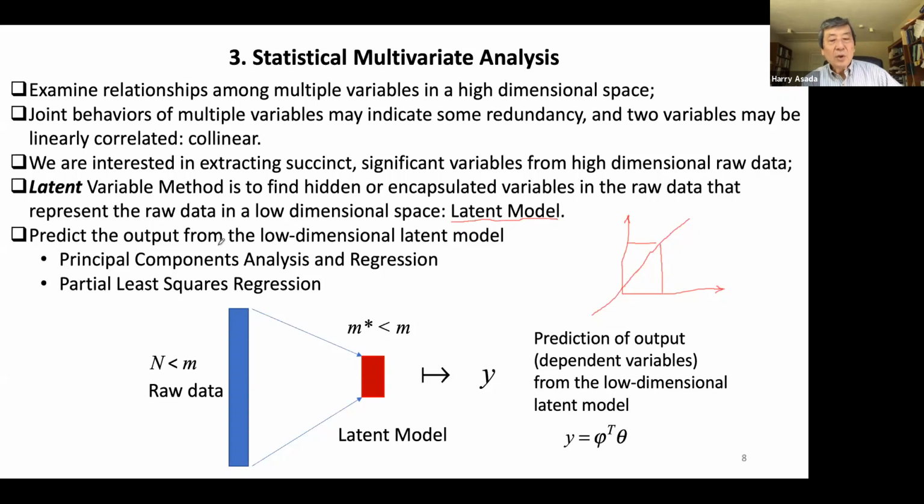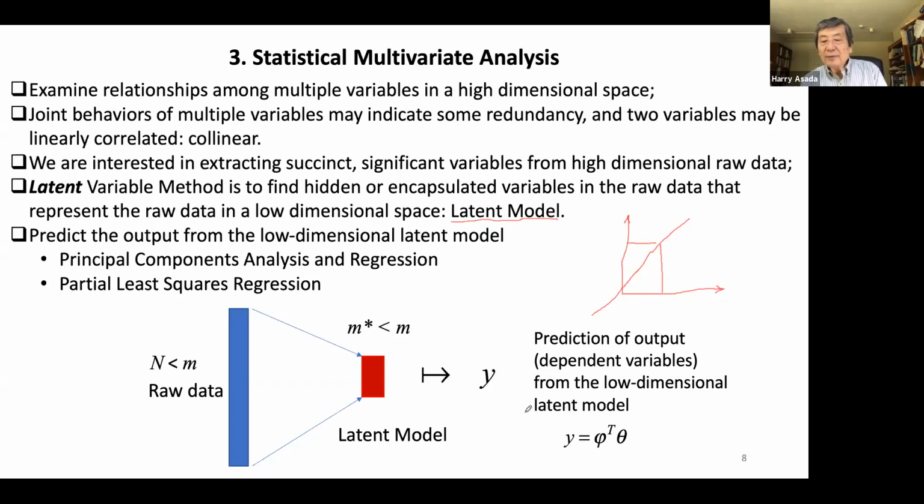So here you have a high dimensional input space. But by examining this, you find that the truly independent and meaningful variables are not actually M originally, but M star, a smaller dimensional space that can represent the original data equally well. If you can compress the data in this way, then you can easily predict y as a function of the input in a low dimensional space.